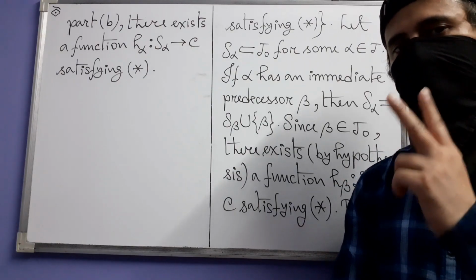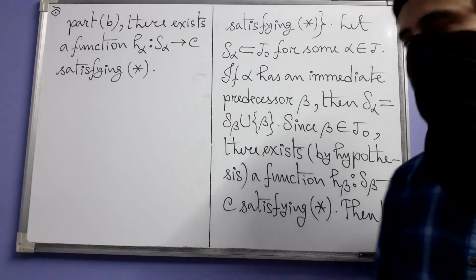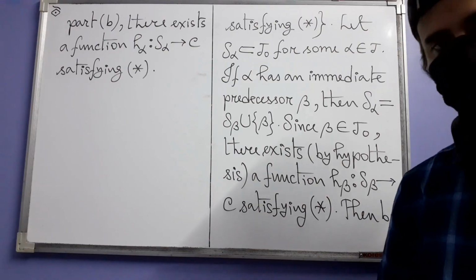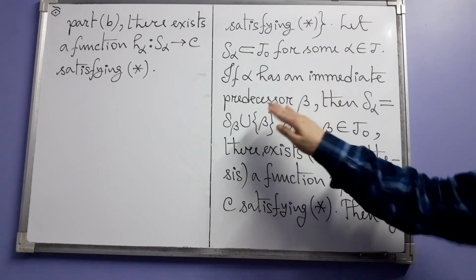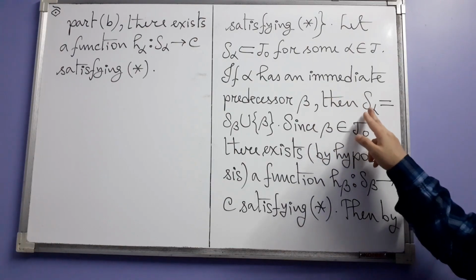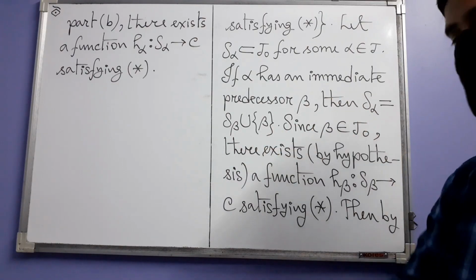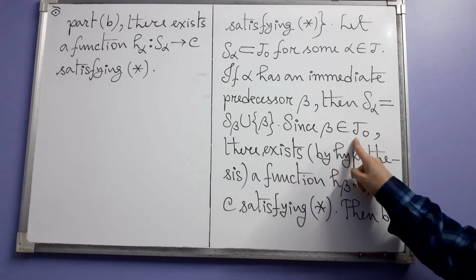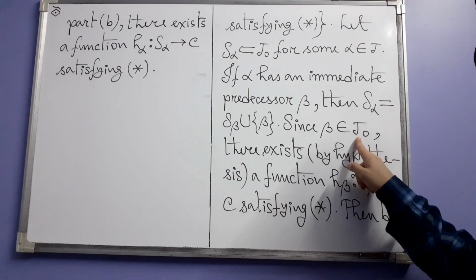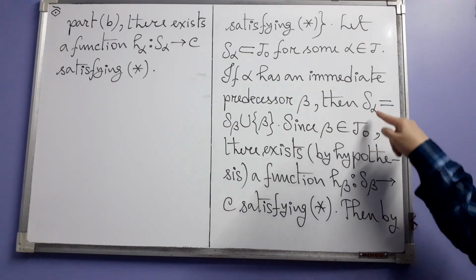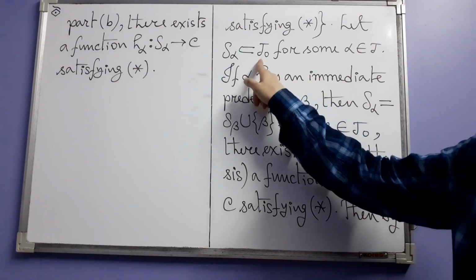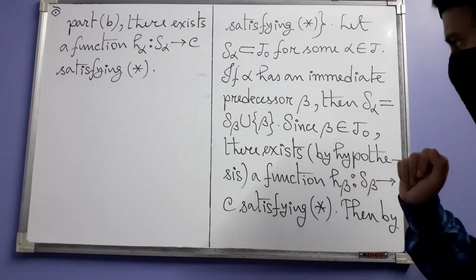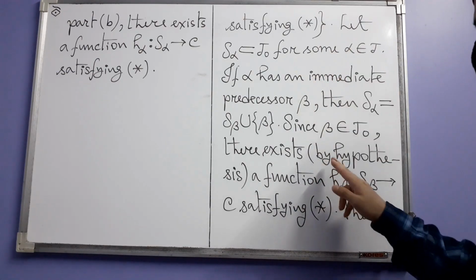Now actually two cases arise depending on whether the element alpha has or does not have an immediate predecessor. It may not have, but say alpha has an immediate predecessor beta. Then the section S alpha obviously is S beta union the singleton set beta. Now since beta belongs to J naught, where is this coming from? You see, beta after all is an element of S alpha, and this is our hypothesis that S alpha is contained in J naught.